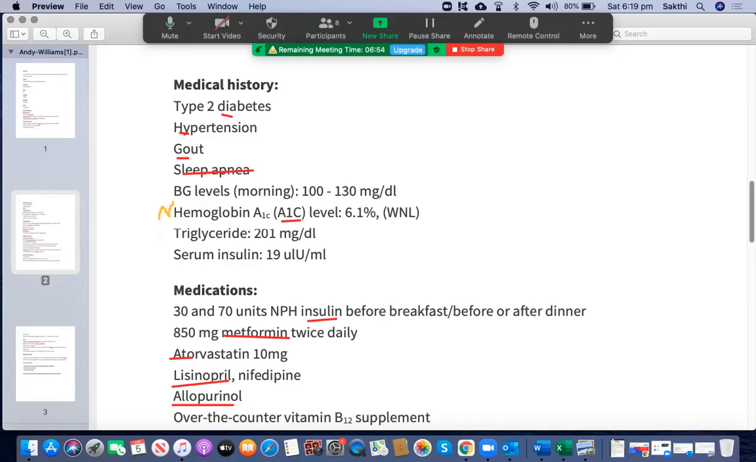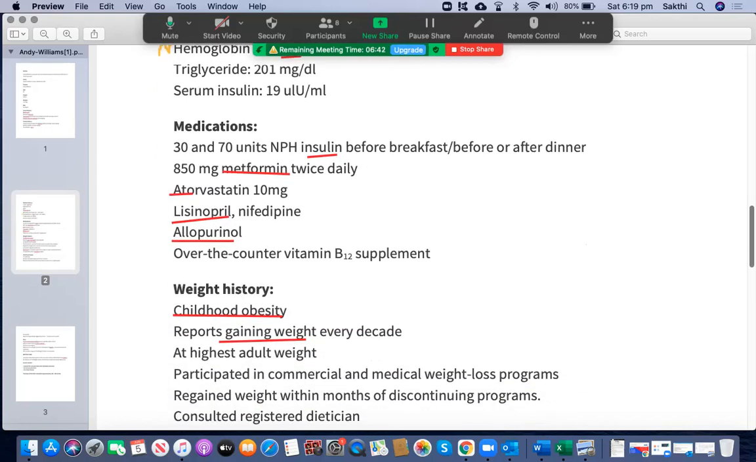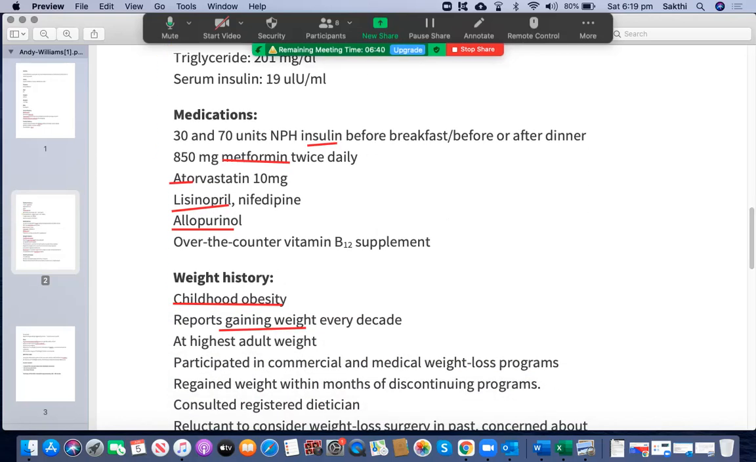Triglyceride. Okay, serum insulin. That's all right. So these are associated with the body mass index, or I mean they are related to weight, isn't it? Great. Medications are okay. NAP engine before breakfast and before. Okay. Alternating. Twice daily. Atorvastatin. So is this relevant? Is it relevant to the weight? No, but only regular medication I wrote because she has hypertension and all that. Okay. All right. Over the counter vitamin B supplement.